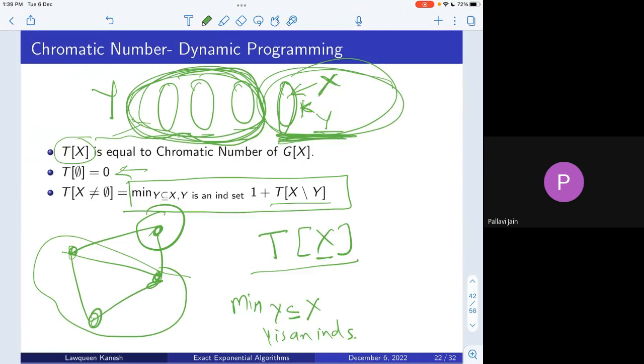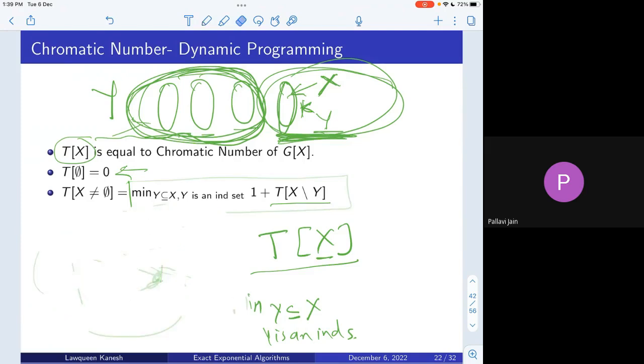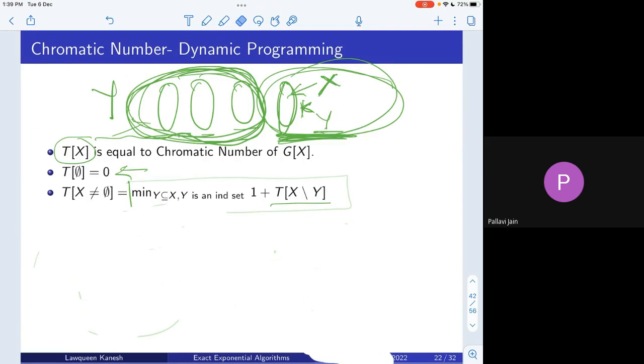So in this DP, how many entries do we have? 2 power n, because for every X I'm writing an entry. And to fill up this entry, how many lookups we have to do? Every subset of X. So that is 3 power n. So the naive one will give you 3 power n, very naive. But we can do better. I'll just come to that.